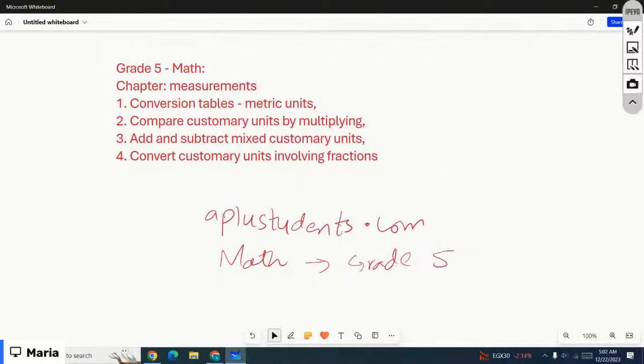We're going to start with the chapter measurement, and the lessons we're going to cover today are conversion table metric units, compare customary units by multiplying, add and subtract mixed customary units, and convert customary units involving fractions. Please make sure you have your notebook and pencil so that you can note down the important examples and definitions as well. Let's just start with the lesson.